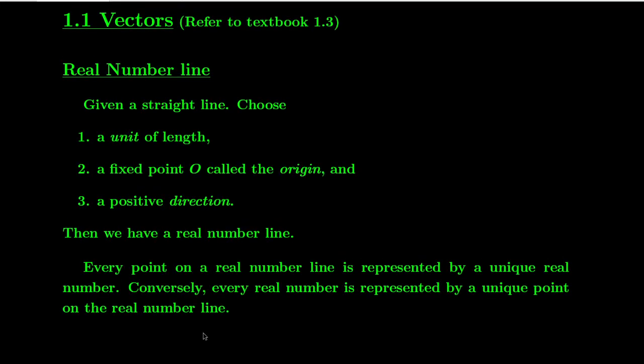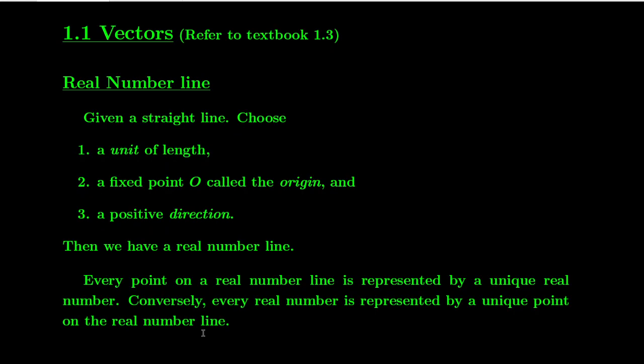You do not need to copy the stuff on the screen. So this thing is on the course manual. I'm making my point. A number line has three components: a unit of length, a fixed point, and a positive direction.